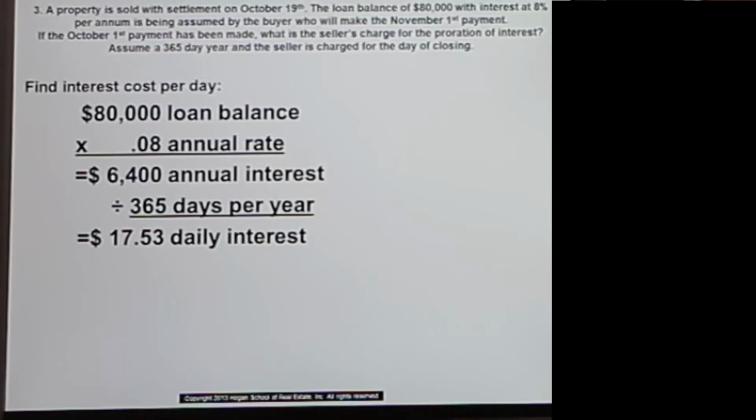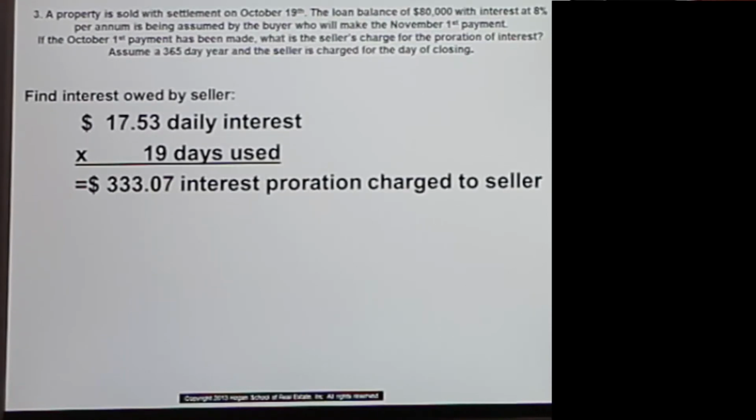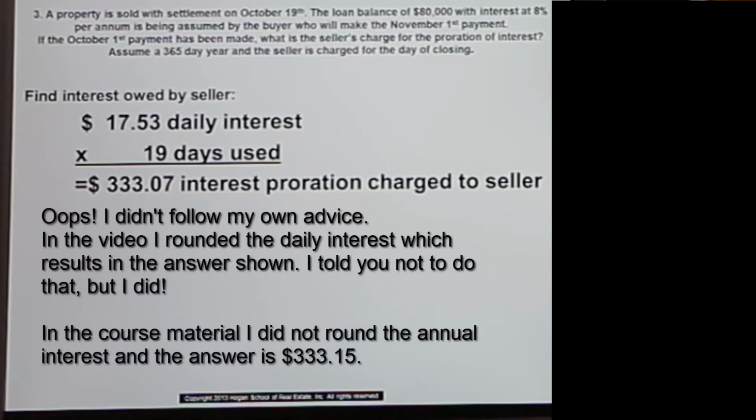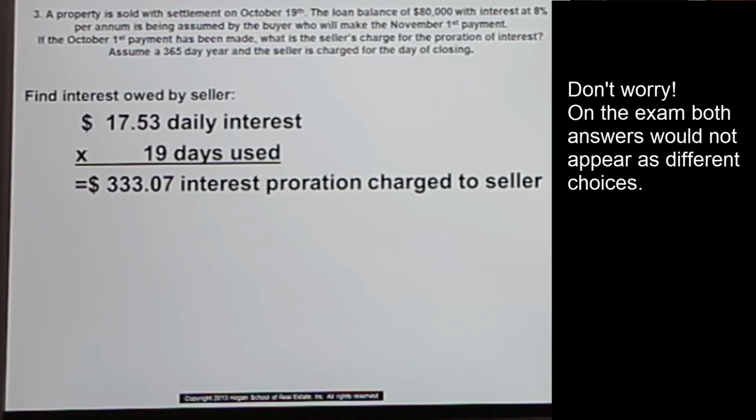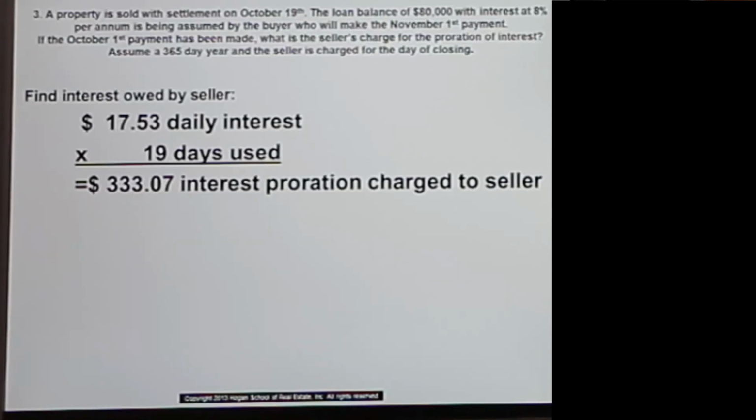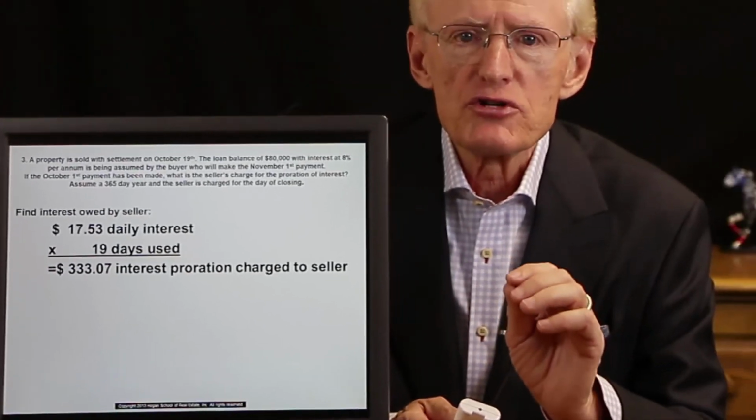Now what do we do with that? Well, we do what we've done in all the problems. We take that daily interest of $17.53 and we multiply it by the 19 days the seller owes, and that gives us $333.07, the interest proration which would be charged to the seller. It also would be credited to the buyer. Why? Because the seller's taking that money and giving it to the buyer, because that interest is going to be paid by the buyer on the November 1st payment. So that's the way prorations are done.